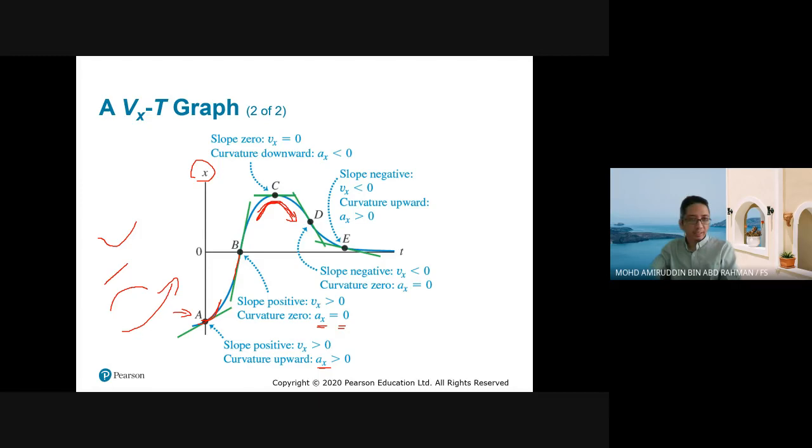At point D again, you look at the acceleration, again it is 0 over here. Why? As I said at point B, because the curvature lies on the straight line, which is the tangential line. But the slope is negative, so Vx, the velocity, is negative. And at point E, the acceleration is again positive, because at E the curve is going up.